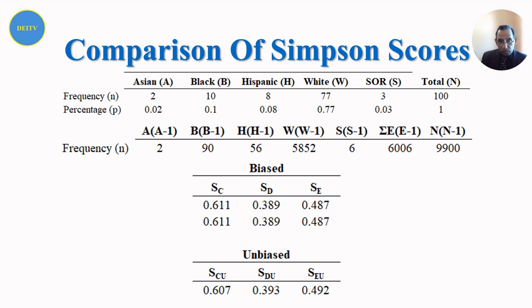Now in general, what happens is that the diversity scores and the standardized scores for the unbiased formulas increase in comparison to the formulas for the biased scores. As we will see in a few seconds, when the numbers become extremely large, there's essentially no difference between the biased and unbiased scores.